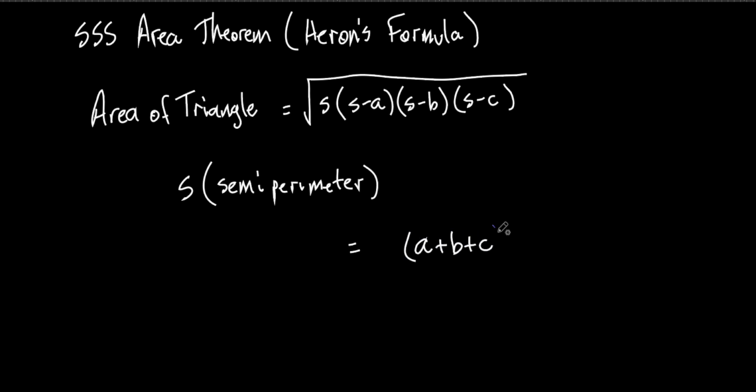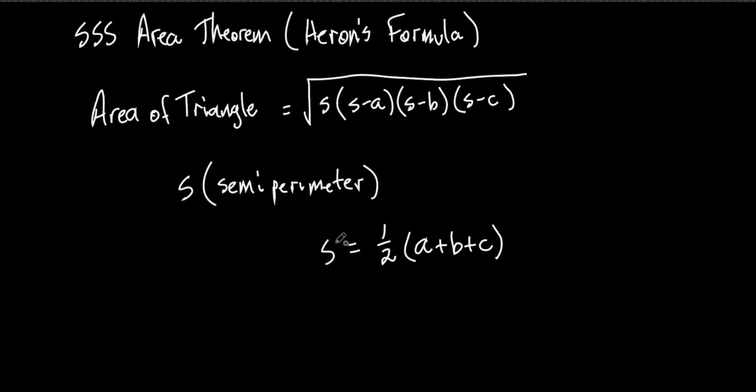They throw that word semi in there. What do you think that means? It means half, like a semicircle. You've heard that before, right? A semicircle would be half of a circle. So a semi-perimeter would be half the perimeter. So what are we going to put out in front of it? How about a half? So that's what S is.